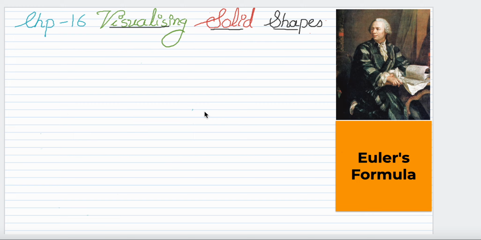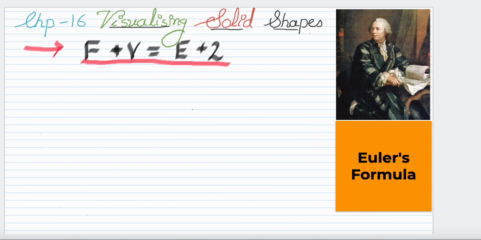So let's see what Euler's theorem is. When you have any type of polyhedron, you have a relationship. What relationship? You will have F plus V is equal to E plus 2. Every time you will get this relationship, F plus V is equal to E plus 2. Here F stands for faces, V stands for vertices, and E stands for edges.